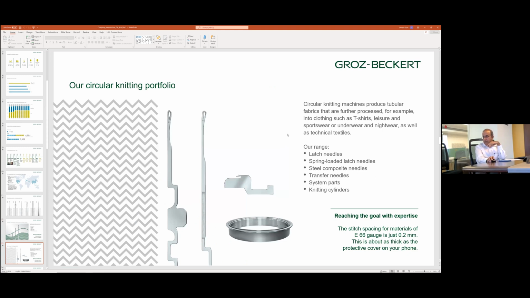So these are the components or the products which we are making for the circular knitting industry. As you know, circular knitting is more popular in t-shirts, leisure and sportswear, underwear and nightwear. And the products we offer are latch needles, spring-loaded needles, steel composite needles, transfer needles, system parts, and knitting cylinders.